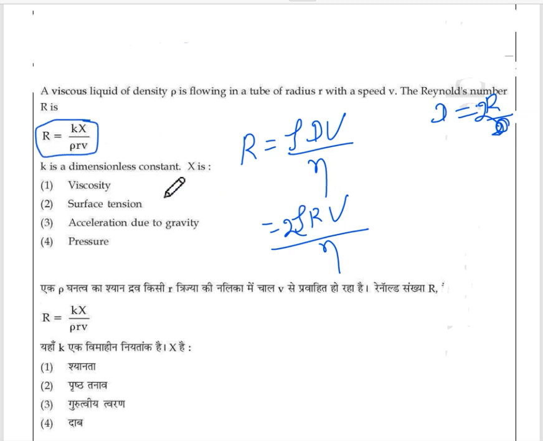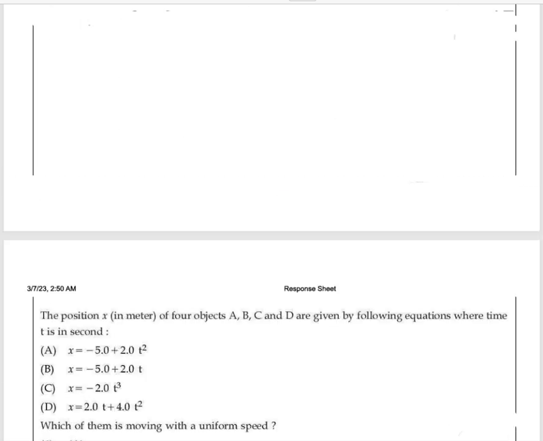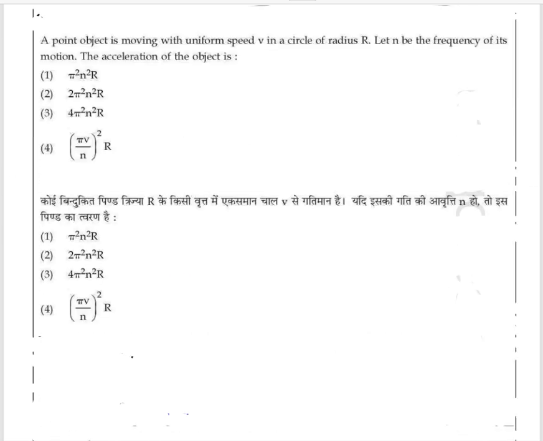If we compare, here rho, r and v are given: rho r v, where these are density, radius and velocity. One is x, let this be one constant, so leave it out. So x will become eta, which indicates the viscosity or coefficient of viscosity. Okay, the next question. Our question number 4 is this one.